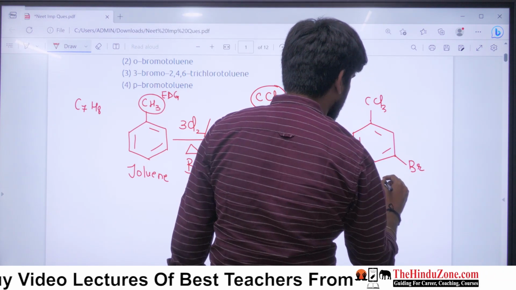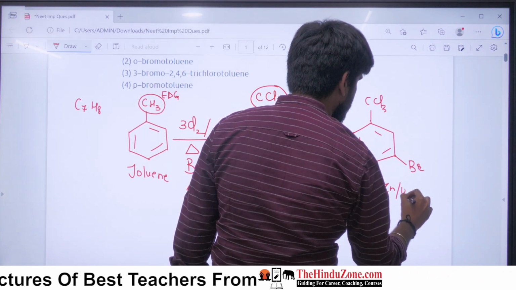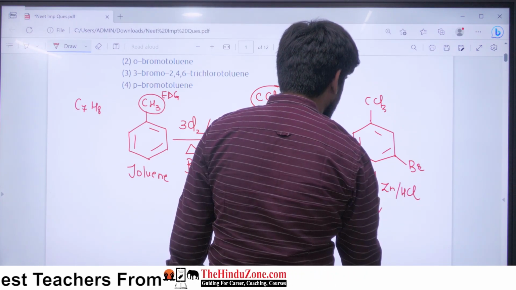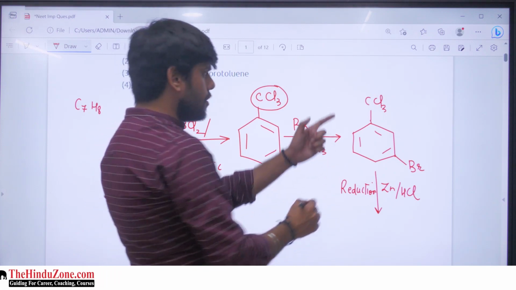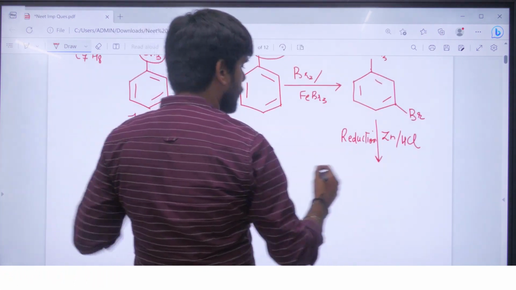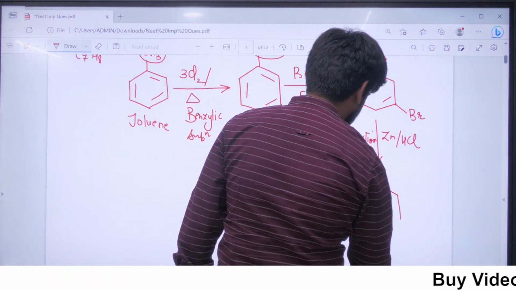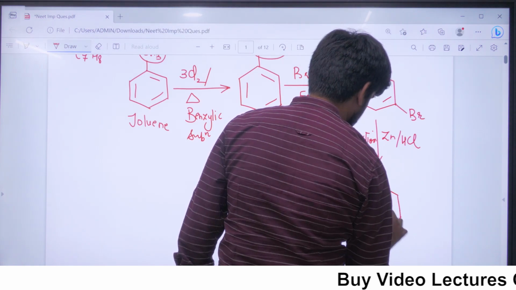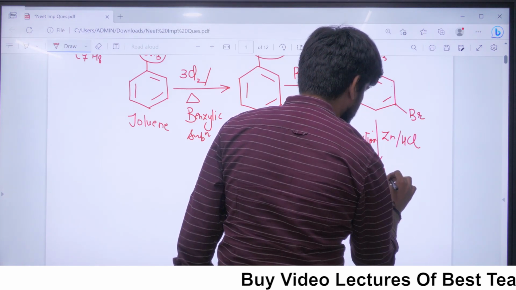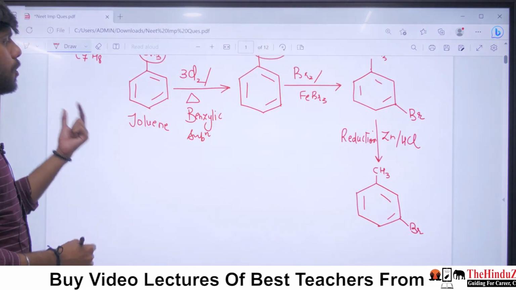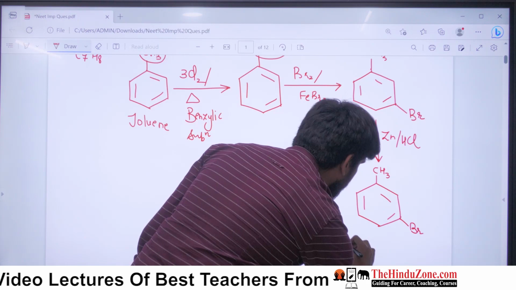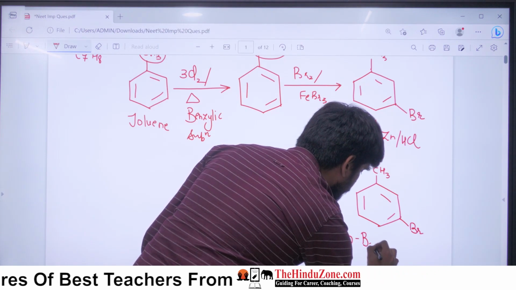And in the last step, this is zinc in the presence of HCl. It is basically used for the reduction of alkyl halides to alkanes. So the CCl3 will get converted to CH3, and this bromine will remain like this. So basically from toluene you end up getting meta-bromotoluene.